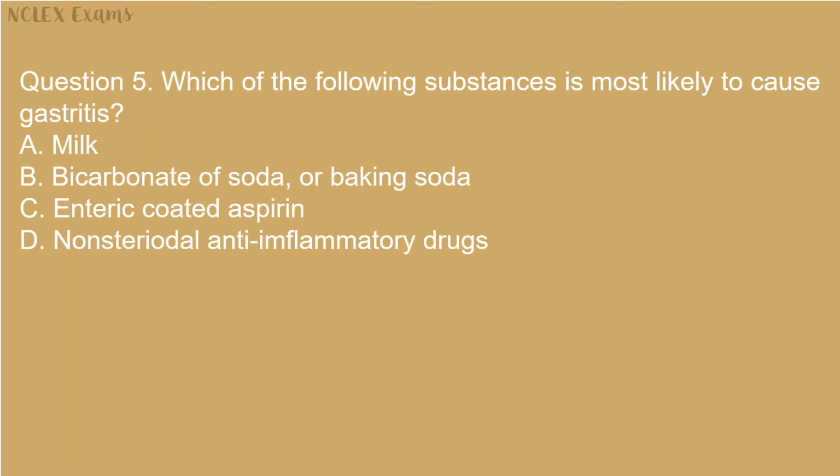Question 5. Which of the following substances is most likely to cause gastritis? A. Milk. B. Bicarbonate of soda or baking soda. C. Enteric-coated aspirin. D. Non-steroidal anti-inflammatory drugs.